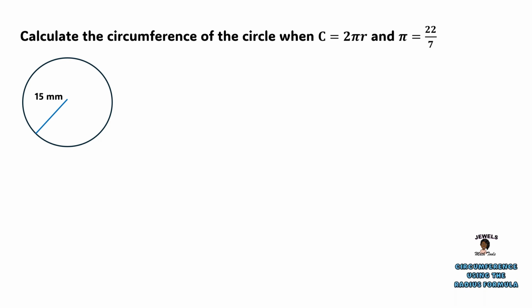So in our example today, we're calculating the circumference of our circle when our radius given to us is 15 millimeters, and we're using our pi at 22/7, and we are using the circumference formula for the radius. So we're going to begin by writing out our formula, and now we're going to begin our substitution. So we're multiplying our 2 times our 22/7, which is the value of our pi, times our radius of 15.